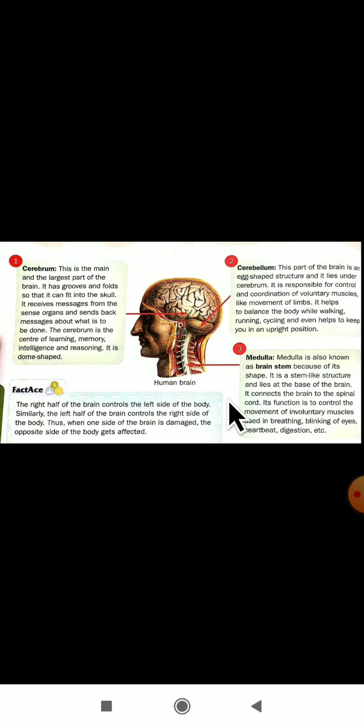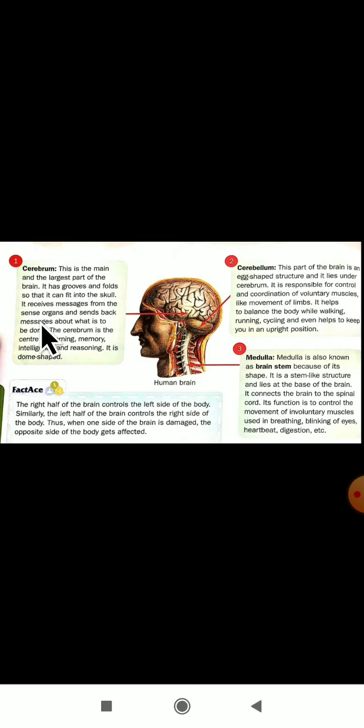Think that you have touched a hot pan. If you touch the hot pan, what happens? You will feel very hot. Suddenly you will remove your hand. The message has reached the cerebrum and the answer it has given is: remove your hand. This is the function of a cerebrum. It receives messages from the sense organs and sends back the message about what is to be done. You have to remove your hand because it is very hot. This is the manner in which the cerebrum works.